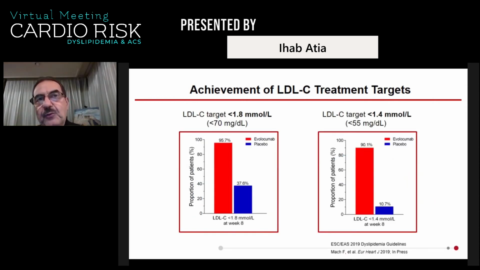If you translate the figures to the percentage of patients who reached the targets, well, it depends which target you are looking for. If you're looking at the targets of the American guidelines, which still say it's okay to go less than 70 milligram per deciliter, 96% of those who received evolocumab reached the target compared to 37% of the placebo group. While if you look at the ambitious European targets of reaching less than 55 milligram per deciliter, 90% achieved that target compared to only 10% of the placebo group.